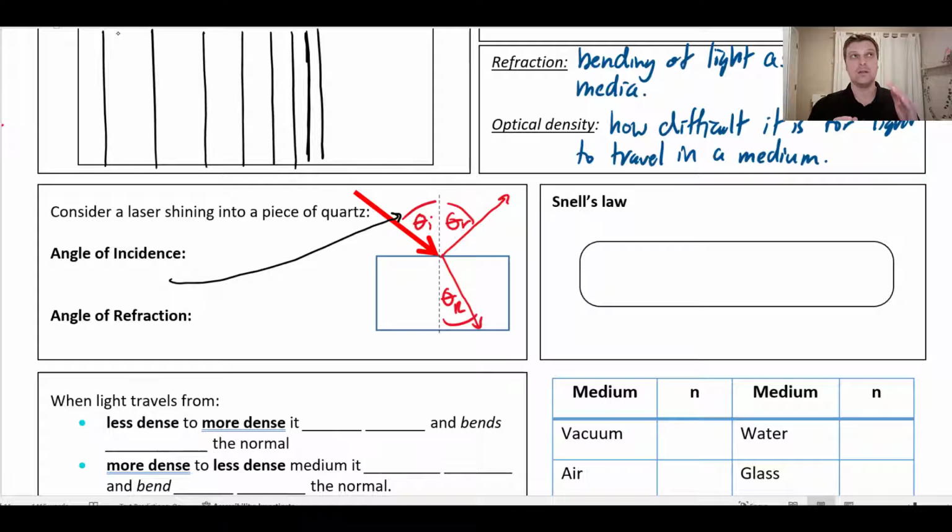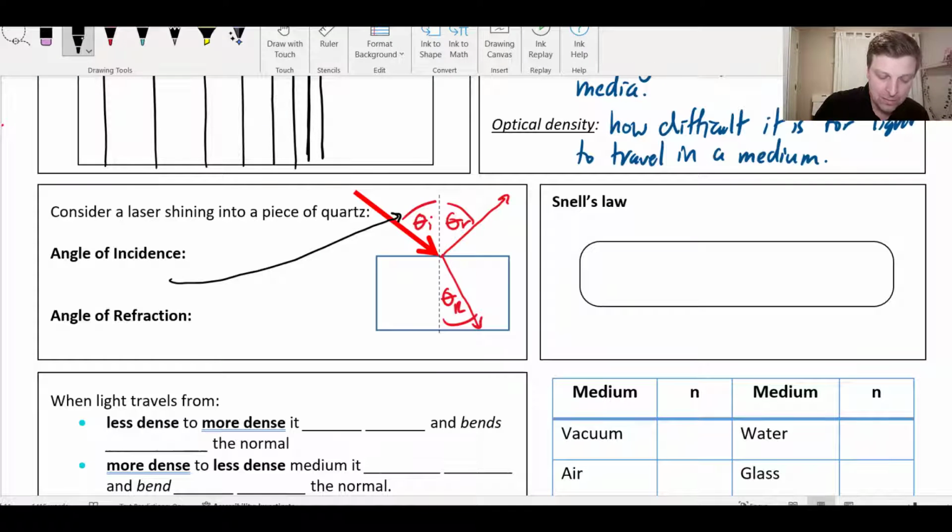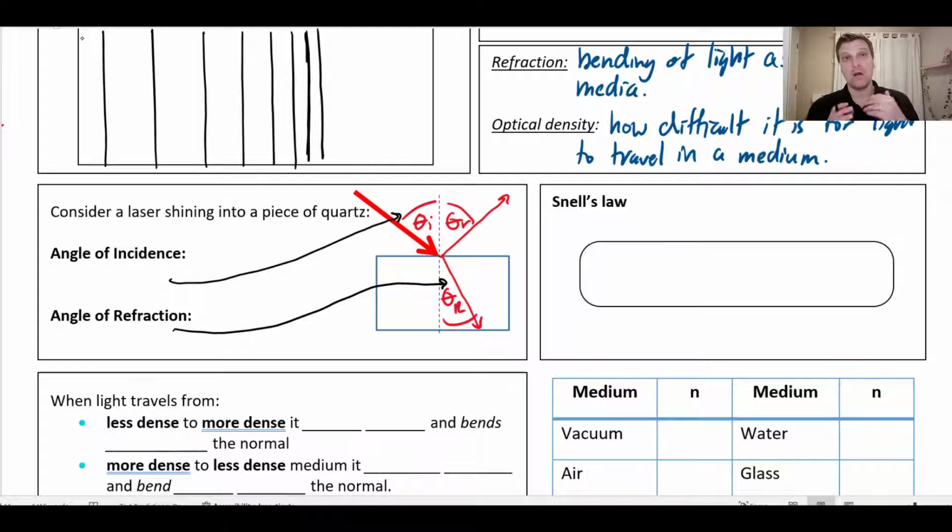Now we give that the symbol theta r, but we use a capital R for the refraction and a small r for the reflection. So keep in mind that just like we did with our reflection, we need to measure our angles from the normal, because the normal is that line perpendicular to the surface, and it's going to give us a nice standard thing to measure against. Now, Snell's law is a formula that allows us to calculate how much bending is going to happen, and of course, it's going to depend on the optical densities of the two media that you're traveling into and from. So Snell's law says Ni times sine theta i equals Nr times sine theta r.